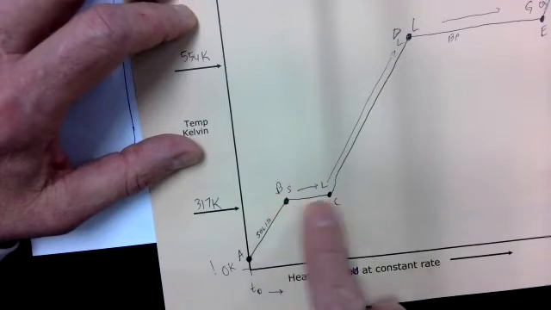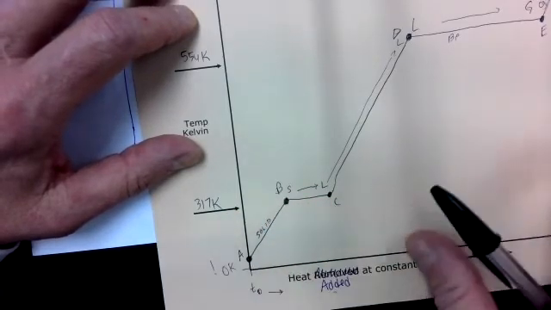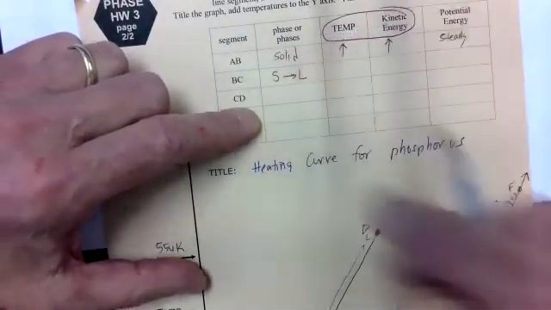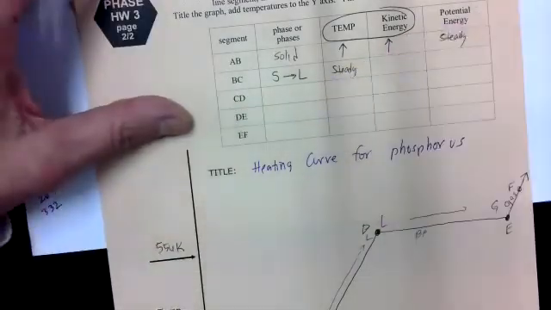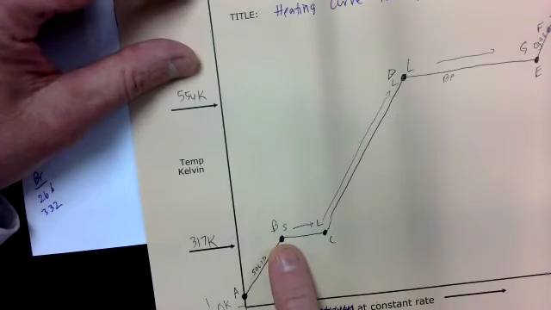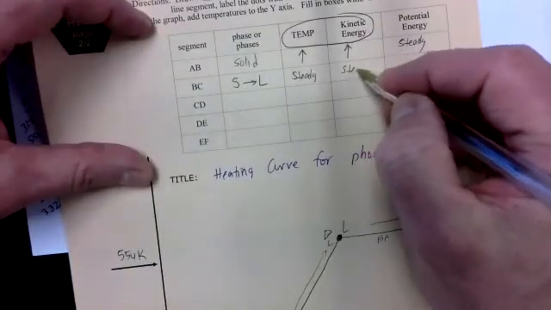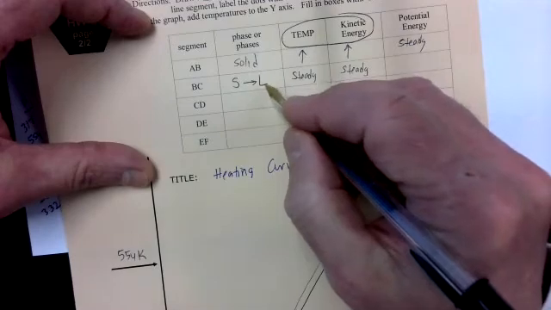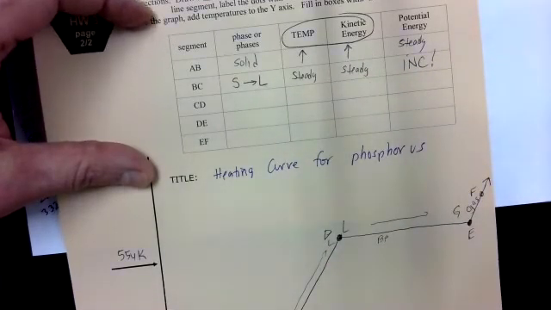From B to C, we're having a phase change from solid to liquid. This is called the melting point. It's going to melt. So we have solid to liquid, but the temperature is steady. It stays at 317 Kelvin, still 317 Kelvin. The temperature is steady. That makes the kinetic energy steady, but the potential, because we're going from solid to liquid, the potential energy increases, exclamation point.